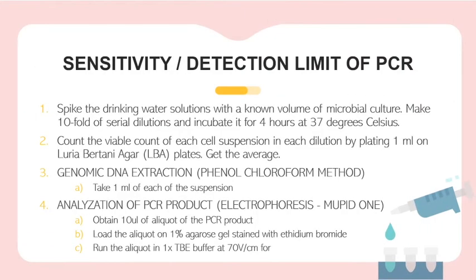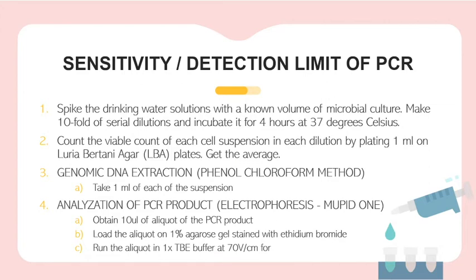The spiked water samples of known microbial culture volume are diluted in 10-fold serial dilution and incubated for 4 hours at 37 degrees Celsius. This is followed by plating 1 ml of the diluted sample on Luria Bertani agar, or LBA, plates, where the average cell number is counted through the cell suspension in each dilution from 3 replicas.